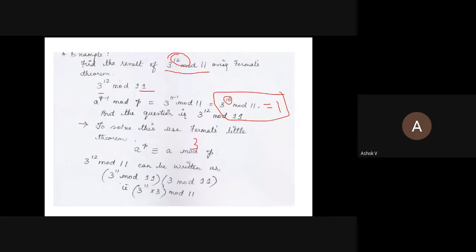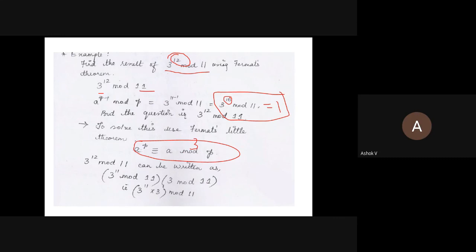Okay, so 3 power 11 mod 11. What we are doing means we are taking the second version, so we are getting different values. What is the second version? A power P is congruent to A mod P.